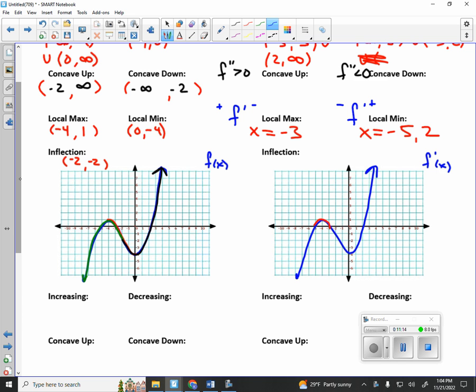Okay? So let's start with inflection. Inflection is where it changes sign. F double prime changes from negative to positive or positive to negative. So where does it change sign? At -4. Where else does it change sign? At 0.